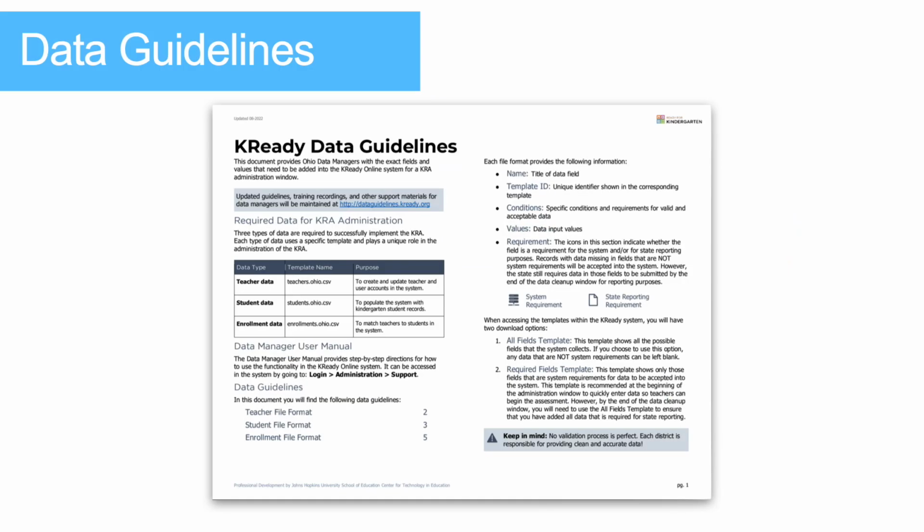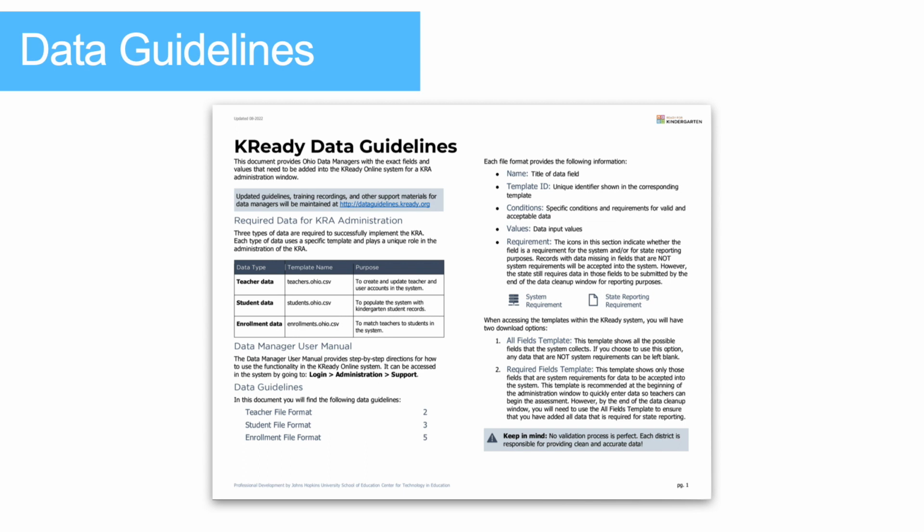The system uses CSV templates for importing users, teachers, administrators, as well as student and enrollment data. The required elements for administration are as follows. You need to add teacher, student, and enrollments information. So those are the things that are required in order to utilize the system. Other data loads are performed as needed, and those would include doing unenrollment or adding administrators, building administrators to the system so they can view the data and view reports.